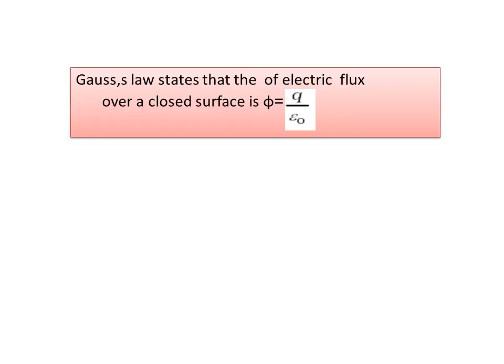A law which we have to discuss along with electric flux is Gauss law. Gauss law states that the electric flux over a closed surface phi is equal to q by epsilon 0, where q is the net charge inside the closed surface.